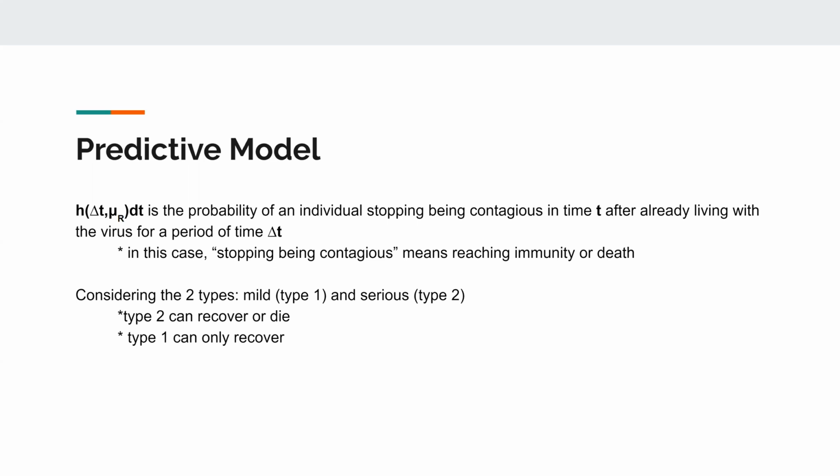The first equation we were given is h of delta t, mu sub r dt, and this represents the probability of an individual to stop being contagious in time t after already living with the virus for a period of time, which is shown by delta t. In this case, stopping being contagious means either reaching immunity or death. When we consider the two types, type 2, serious, can either recover or die, and type 1, mild, can only recover.